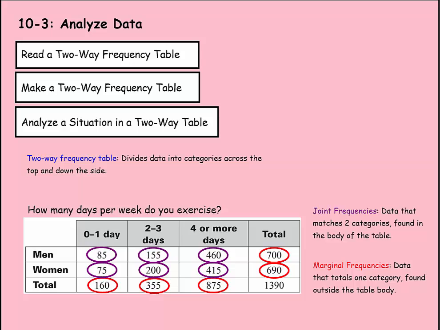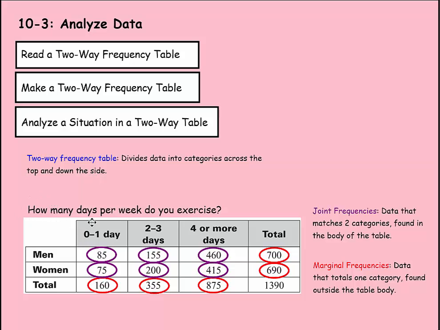We're on lesson 3 of chapter 10, where we're going to analyze data. First, we're going to read a two-way frequency table, then we'll make a two-way frequency table, then we'll analyze the situation in a two-way table. First, a two-way frequency table is a tool that divides data into categories across the top and down the side. And here's an example of that.